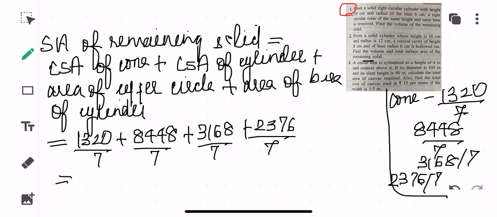So this is coming out to be how much, children? We'll have to do the addition part. So this is coming out to be how much? Just a second, students. We'll be just adding them up. So this is 1320 plus 8448 plus 3168 plus 2376. So this is coming out to be 15,312 divided by 7.